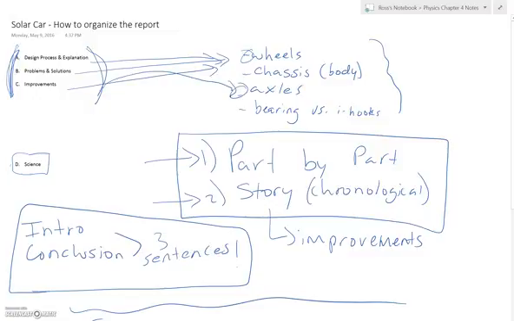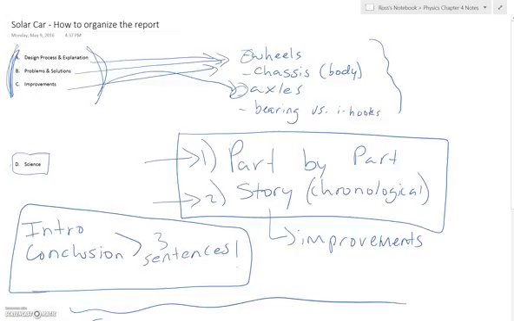That way, everything about the wheels is in 1 or 2 paragraphs together. Everything about the chassis, the axles, the bearings, all of those things are in a paragraph just about the axles, for instance. Another way of doing it, option 2, is a story.